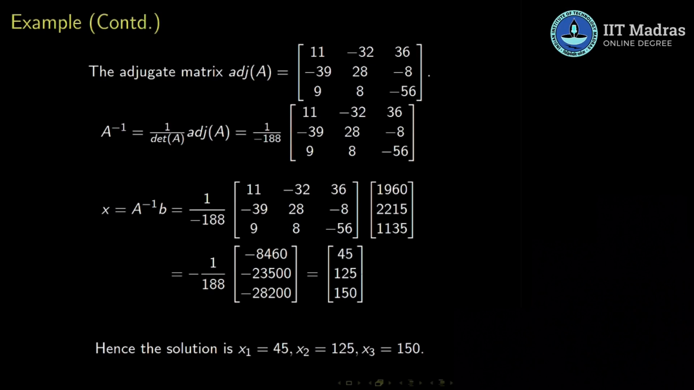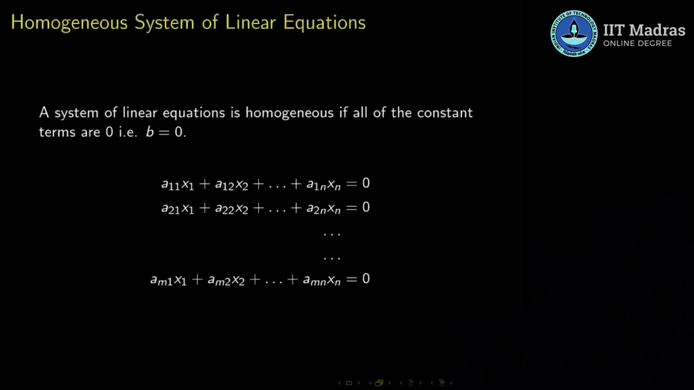So, finally, we want to look at something called the homogeneous system of linear equations. What is a homogeneous system of linear equations? When you write it as Ax equals B, A need not be a square matrix. You could have m equations in n unknowns, but the B is 0. The constants appearing here are all 0. If these are 0, it is called a homogeneous system of linear equations.